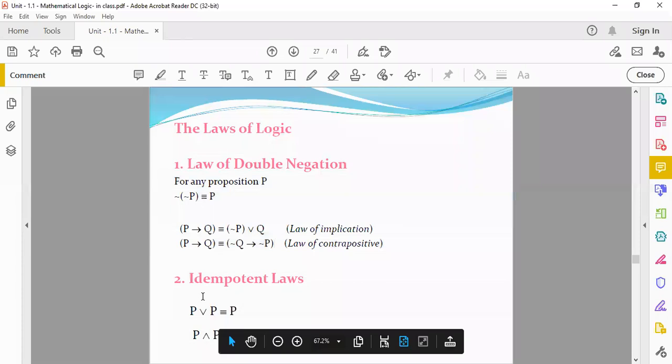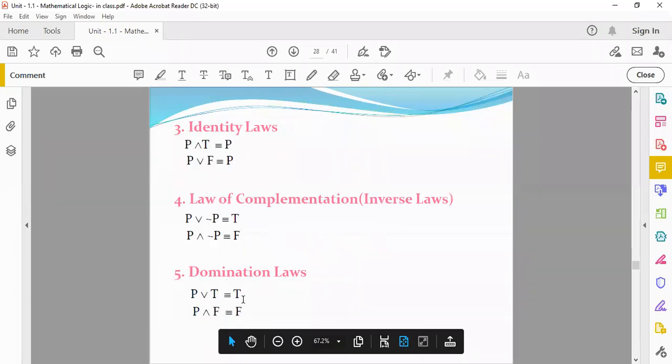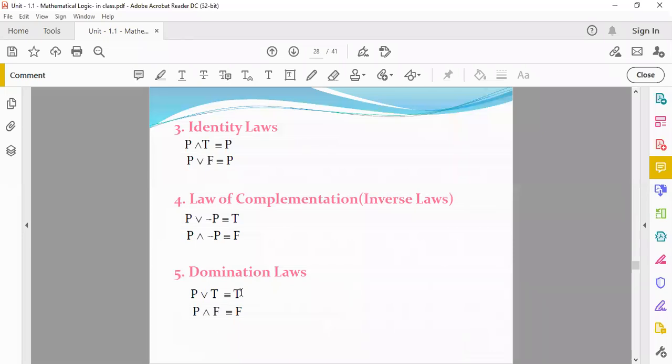Now, the idempotent law: P or P equal to P, P and P equal to P. Next, the identity law: P and T equal to P, P or F equal to P.